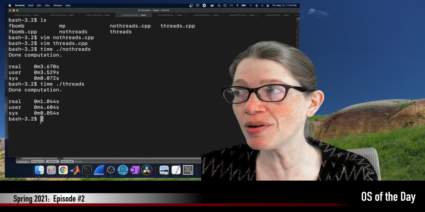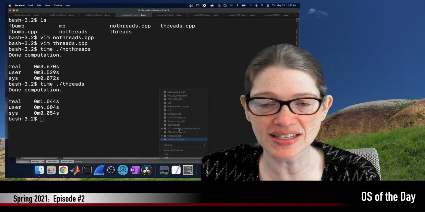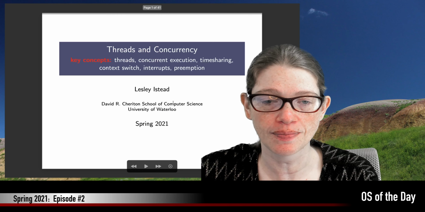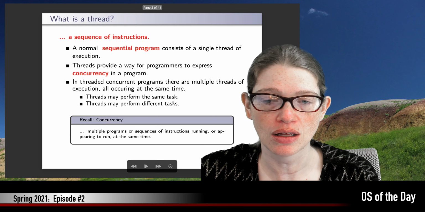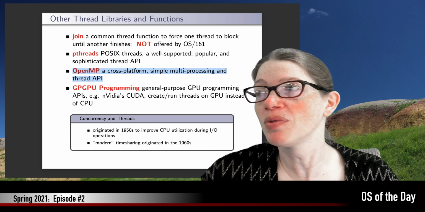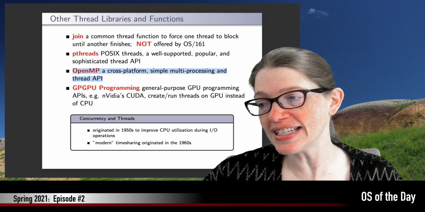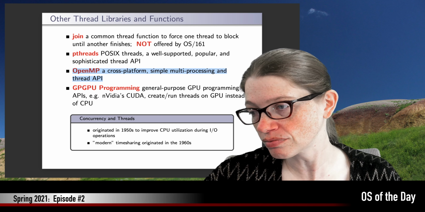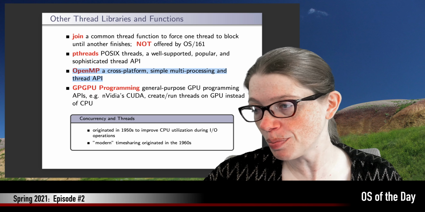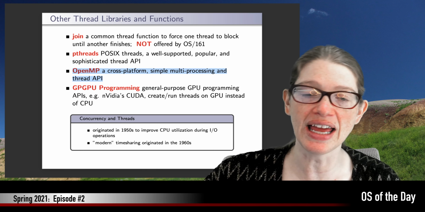Now, the threading library that I just used is called OpenMP. I'm going to jump ahead in the slides here because we do talk about it. I've got to make sure I'm scrolling in the right direction. So OpenMP is a cross-platform API for doing multiple threads. It is really, really easy to use. Are these code examples posted? They are not, but I can post them for you if you'd like.